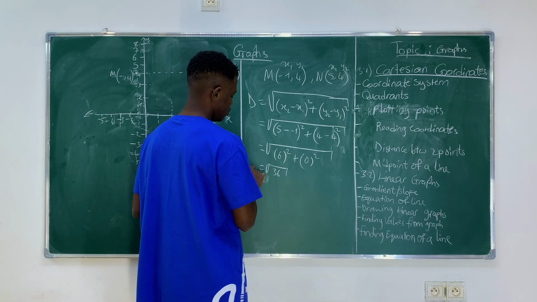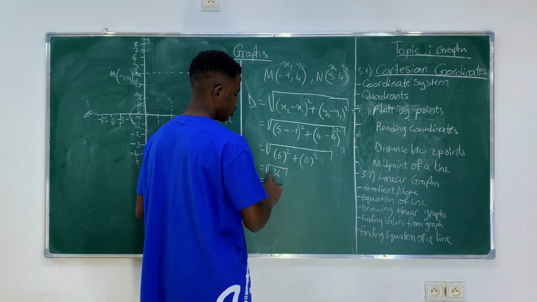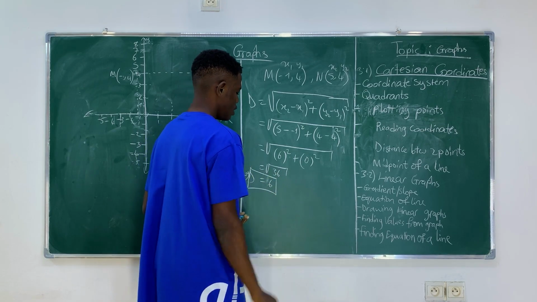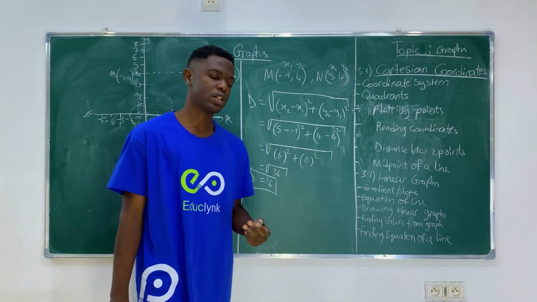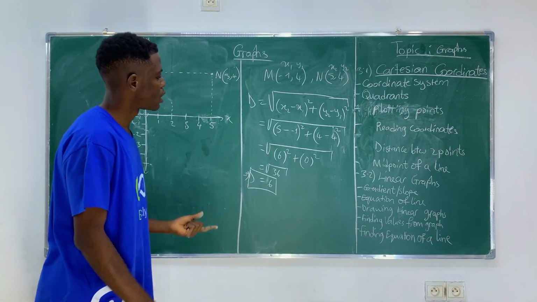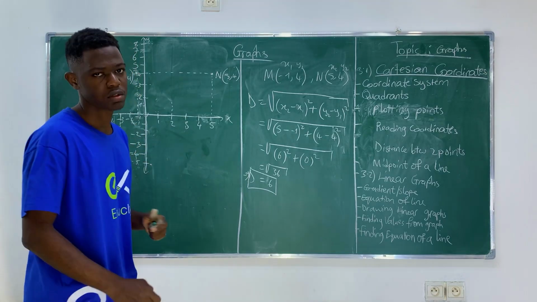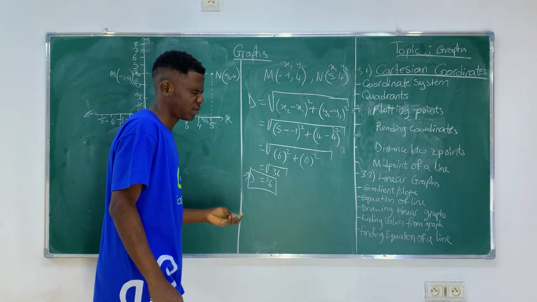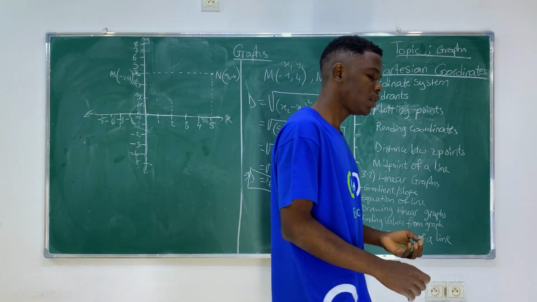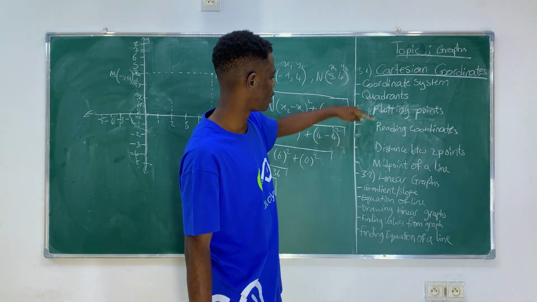So d is equal to the square root of 36, which is 6. See, d is actually 6, right? That is the distance between this point and this point: 5 minus -1 is just 6. Okay, so we are done with distance.